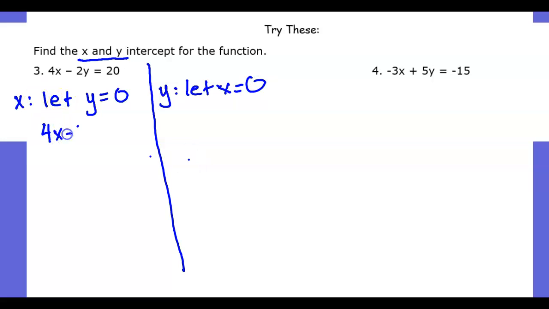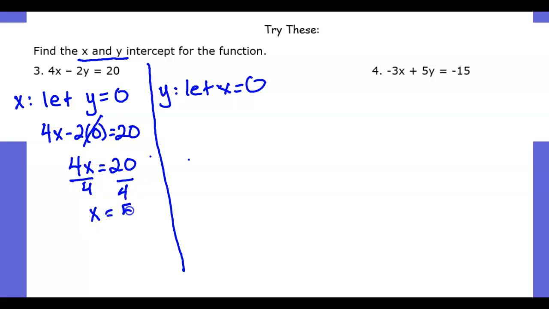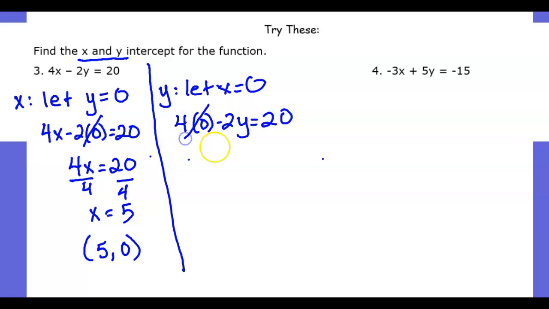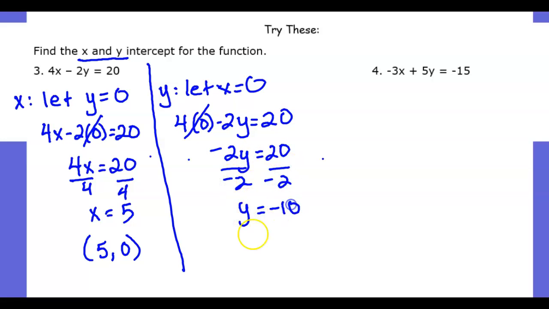4x minus 2 times 0 equals 20. So I'm left with 4x equals 20. When I divide by 4, my x is 5. So my ordered pair is 5, 0. Then I let my x be 0 to find the y-intercept. When I do that, I have 4 times 0 minus 2y equals 20. I'm left with negative 2y equals 20. When I divide by negative 2, my y is negative 10. So my ordered pair is 0, negative 10.